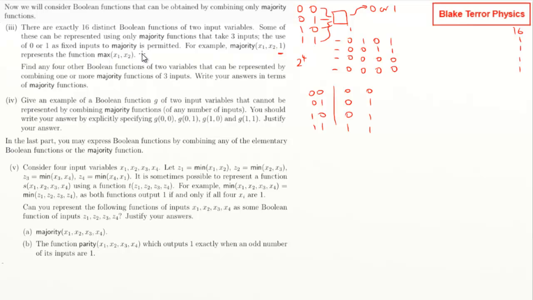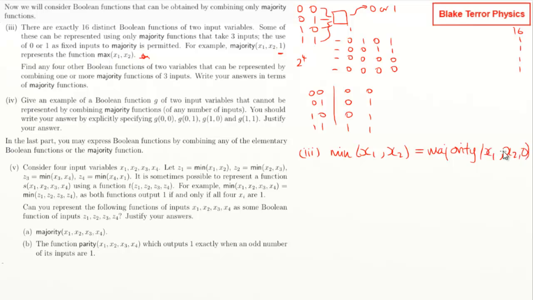Now they've used the max one here. It's not a surprise that I'm going to jump straight to the min one, because we can see pretty quickly what that's going to be. If they've given us majority x1, x2, 1 for the max function, then min x1, x2 is pretty easy to see that it's going to be majority x1, x2, 0.